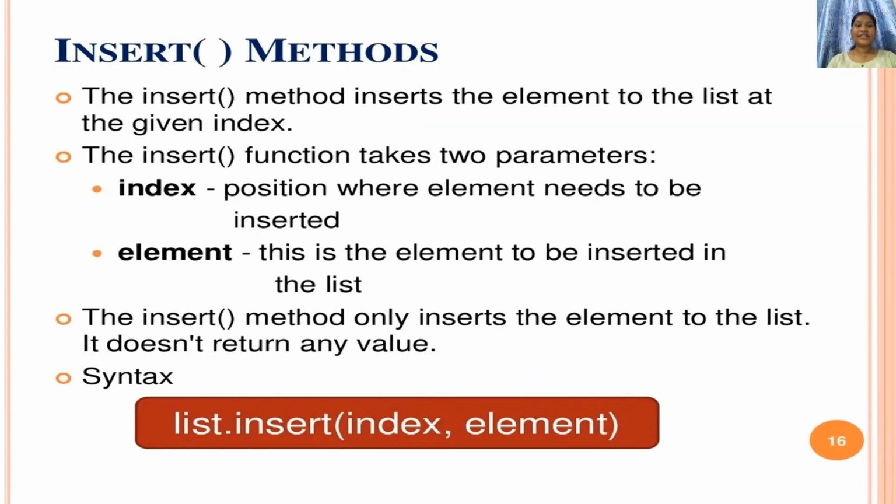Insert method. The insert method inserts the element into a list at the given index position. The insert function takes two parameters, index and element. Index is the position where the element needs to be placed. Element is the element to be inserted at the given position. The insert method only inserts the element into the list. It does not return any value. The syntax is list.insert(index, element), that is, two parameters.